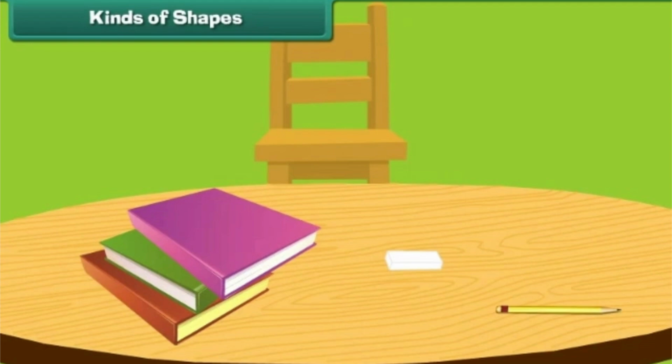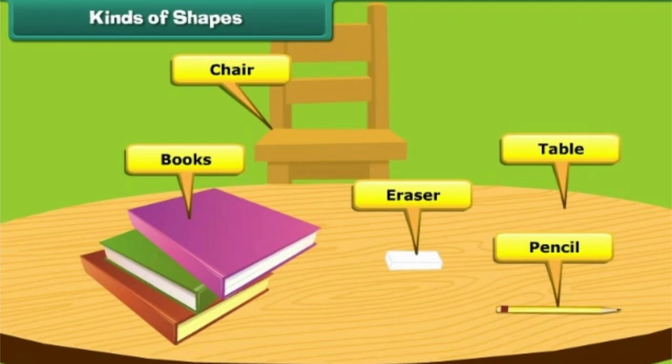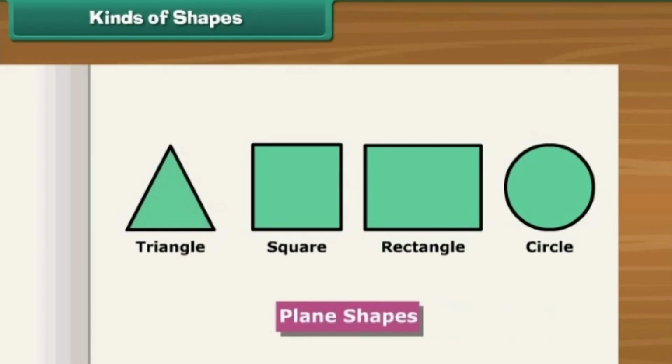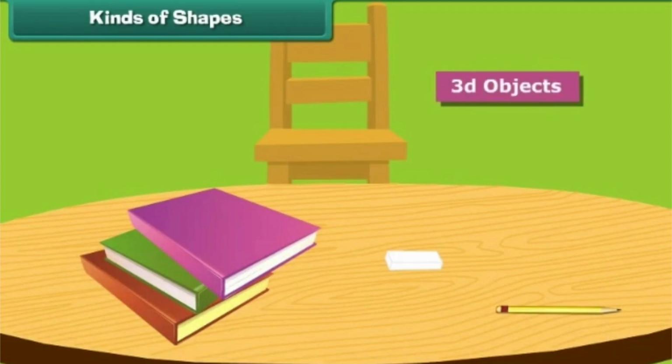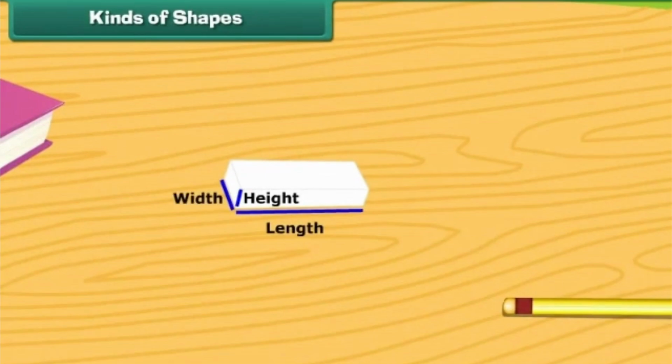We see different shapes all around us. Pencils, erasers, tables, books, chairs, etc. They are called solid shapes. The shapes that we draw on paper, such as triangles, square, rectangle, circle, etc., are called plane shapes. Plane shapes are also known as 2D objects. Solid shapes are also known as 3D objects. All 3D objects have depth which 2D objects do not have.